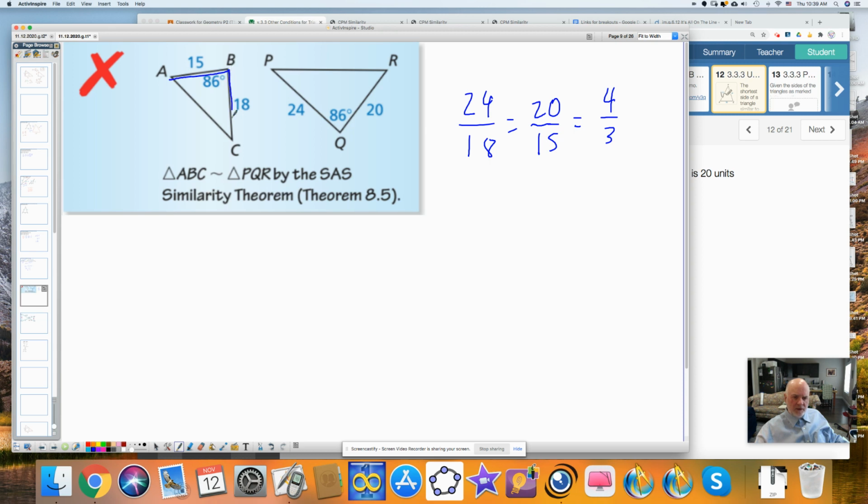Well, it should be A, B, C, R, P, Q. The angles are important. It's important that you get them in the right order.